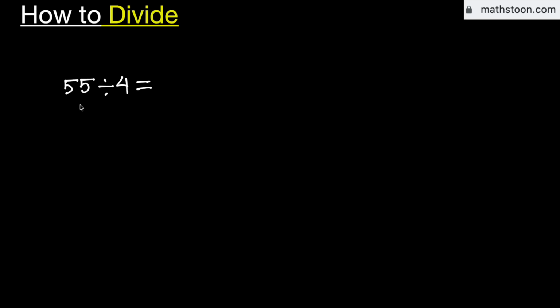Let's learn how we divide the number 55 by 4 using the long division method. Consider the first digit 5. We know that 4 times 1 is equal to 4. Subtract, we get 1. Now this 1 is less than 4. That is why we need to bring down this adjacent 5 here.